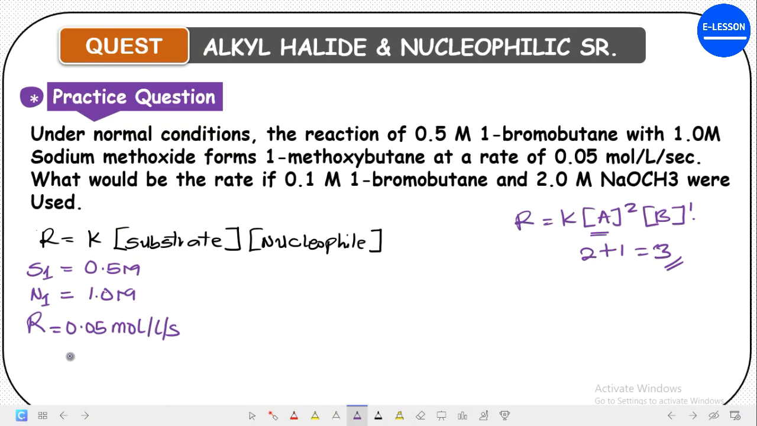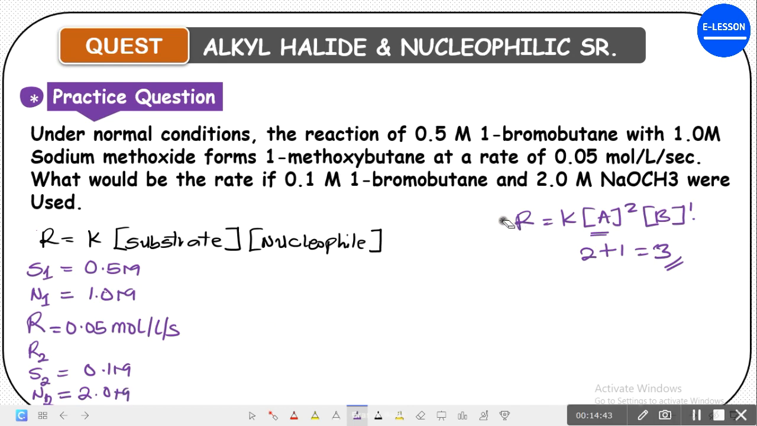What would be the rate if now they give you a new rate, R2, you don't know R2. If 0.1 mole bromobutane, so bromobutane is the substrate, so we have S2 as 0.1 mole bromobutane and 2.0 mole sodium ethoxide. Sodium ethoxide is a nucleophile, right? So we have N2 as 2.0 mole were used.